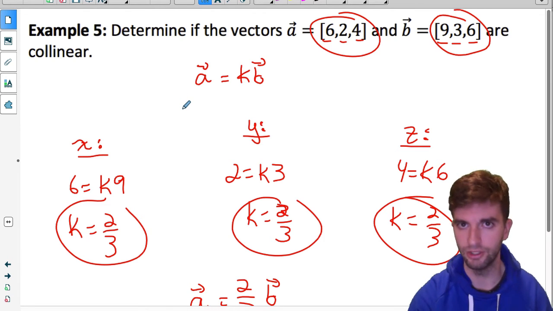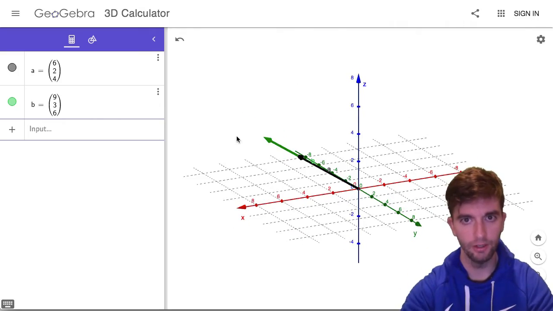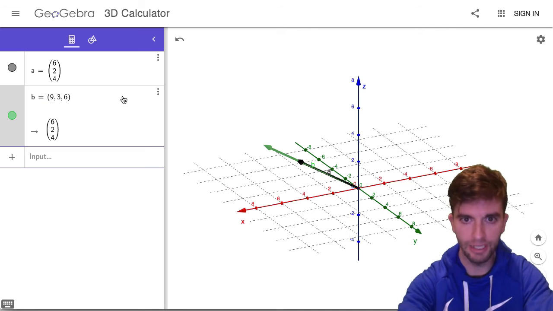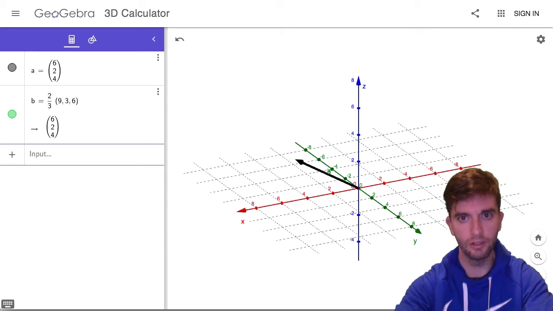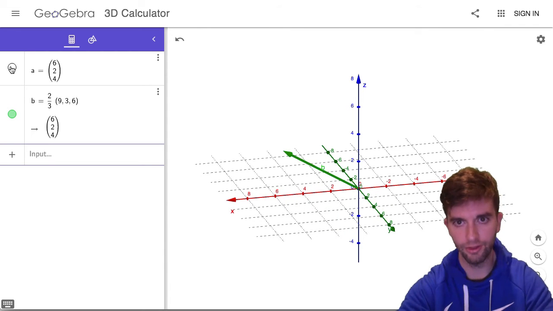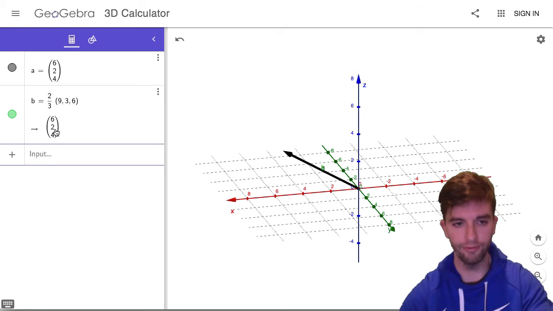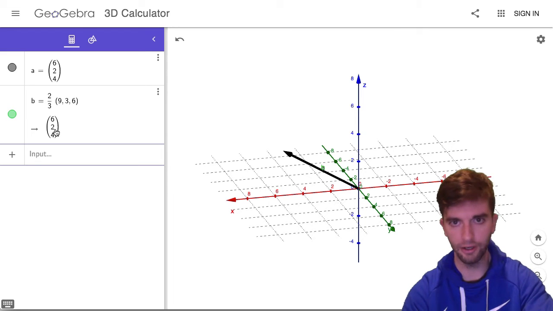Let me show that to you in GeoGebra. Okay, so here are vector a and b. Notice that they fall on the exact same line. And if I multiply vector b by 2/3, it should become an equivalent vector to vector a. There we go. Hopefully you can see now that these two vectors are the same if I multiplied vector b by 2/3. So I've verified that vector a and b are scalar multiples of each other, which means they are collinear.